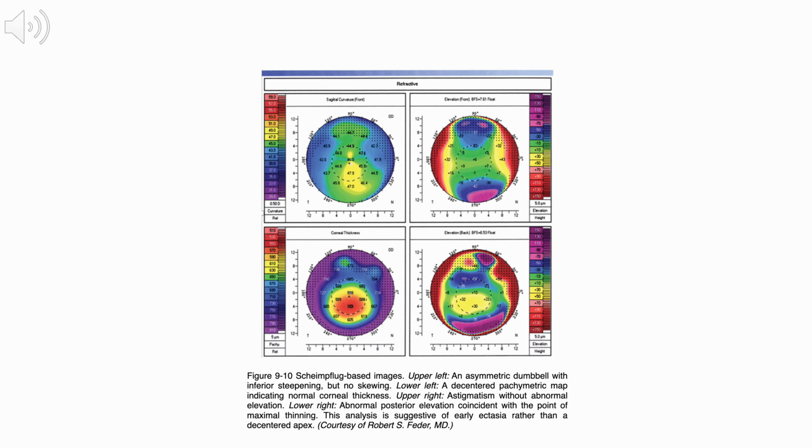Moving to the lower left map, the pachymetry distribution is shown to be decentered, although overall corneal thickness remains within the normal range. Finally, in the lower right map, there is abnormal posterior elevation that coincides with the location of maximal thinning. Taken together, these findings suggest a process consistent with early ectasia.